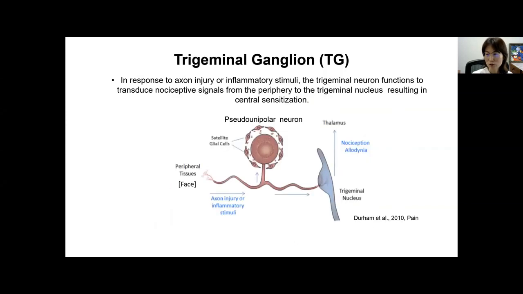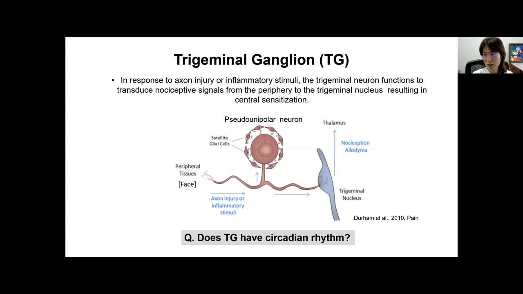In headache, the trigeminal vascular system regulates this headache response, and the TG makes up the major part of the trigeminal vascular system. The TG, as you probably know, is a pseudo-unipolar neuron. It receives the signal from the face and transmits this signal to the trigeminal nucleus, and then the signal goes to the thalamus, hypothalamus, and cortex. So it's in the middle, between receiving the signal and transmitting the signal to the brain.